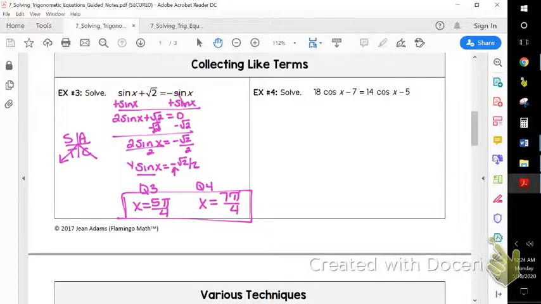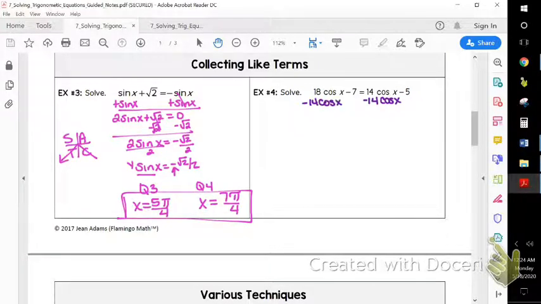So I'm going to go on and do example 4 in the same video here. So for example 4, it tells us to solve 18 cosine of x minus 7 equals 14 cosine of x minus 5. So let's get our cosine of x's on the same side. So I'm going to subtract this 14 cosine of x.